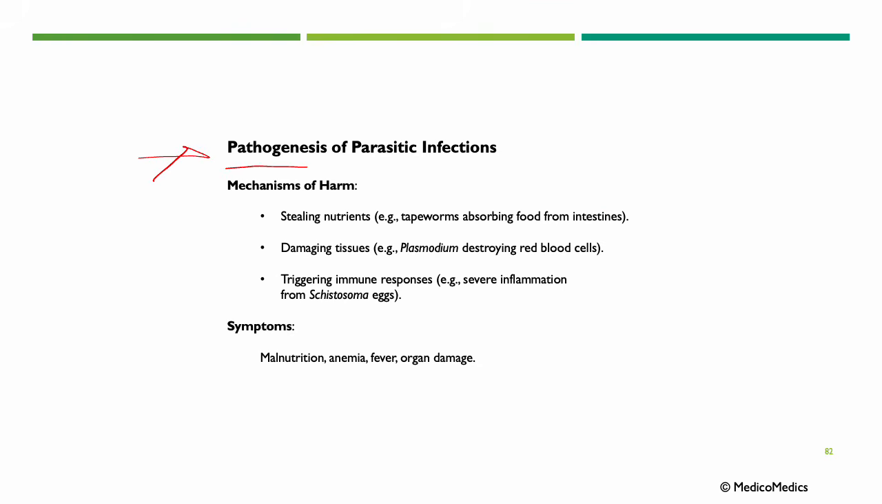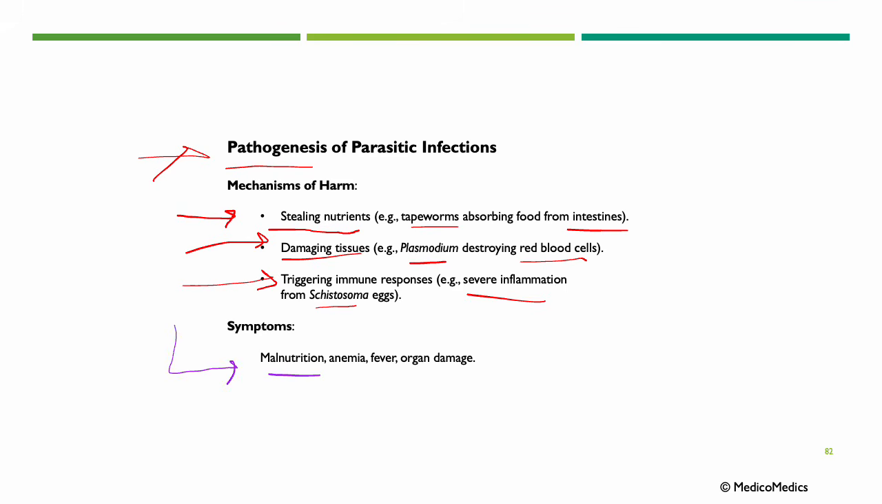Now let's turn our attention to the pathogenesis of parasitic infections. Some mechanisms of harm include the stealing of nutrients. So, for example, tapeworms absorbing food from our intestines, damaging tissues like Plasmodium destroying our red blood cells. Another is triggering immune responses, so severe inflammation from schistosoma eggs. And what could be some symptoms following it? Well, malnutrition, or anemia, fever, organ damage, etc.